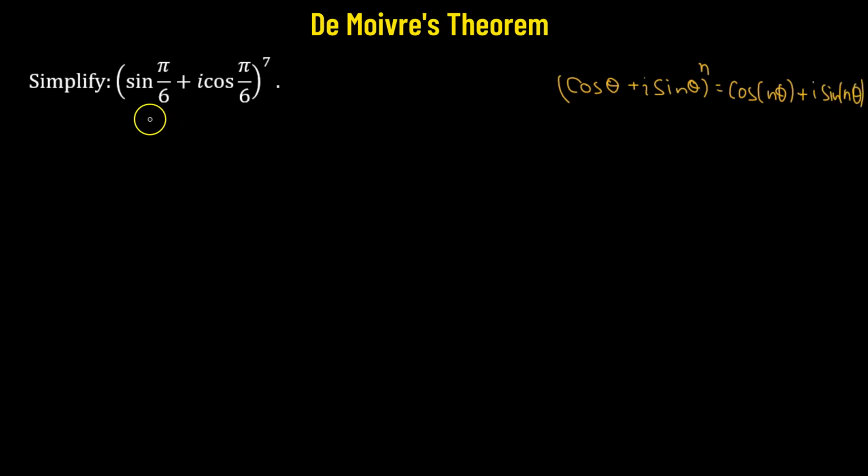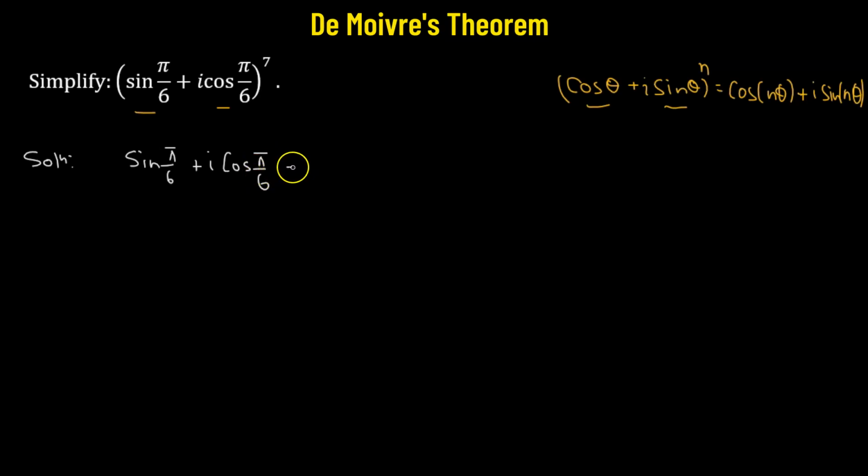Now, here we have the real part as a sine function, and the imaginary part is the cosine function. But in order to apply De Moivre's theorem, we'll need the opposite. That means we'll need the real part to be the cosine function and the imaginary part to be the sine function, which would mean we'll need to simplify the expression within the parentheses. So let's begin with that expression. We will start with sine pi over 6 plus iota times cosine pi over 6.